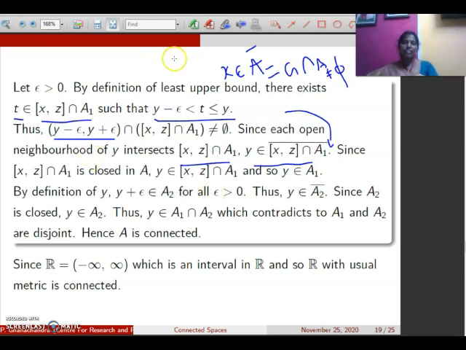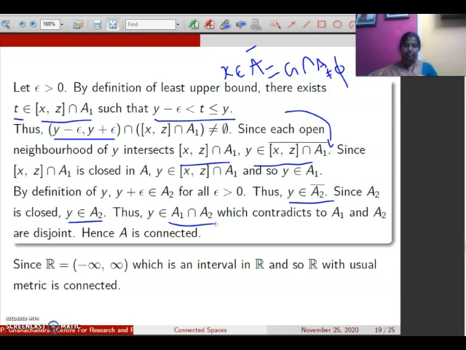Similarly, we can use the definition of LUB. In this way, we can get y belongs to A2 closure, and A2 is closed. Therefore, y belongs to A2. y is an element of A1 as well as y is an element of A2. Therefore, y is an element of A1 intersection A2. But we assumed that A1 intersection A2 equals empty, which is a contradiction. Why does this contradiction occur? Because we took A to be not connected.